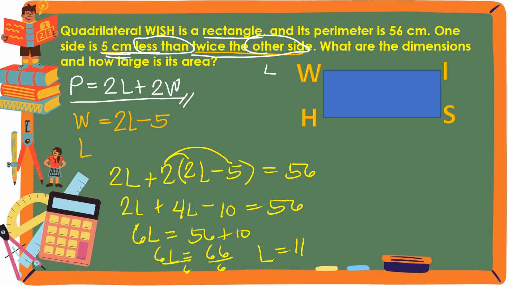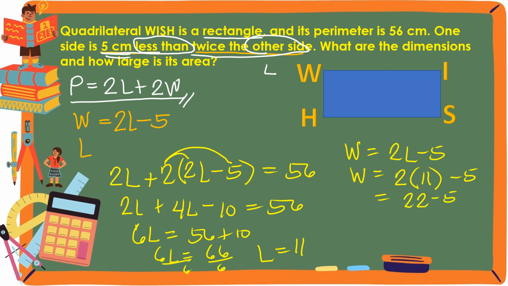Then, we have to solve. So, let's solve for the width. So, width ay 2L minus 5. Ang ating L ay 11. So, 2 times 11, 22, minus 5. So, ang value ng ating W ay 17. So, meron na tayong unang answer. The dimension is 11 by 17 centimeters.